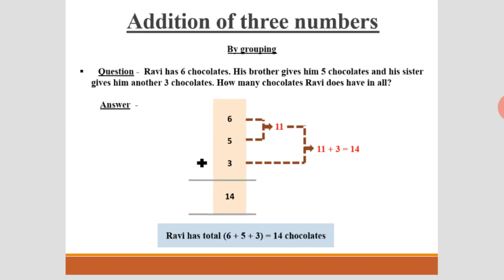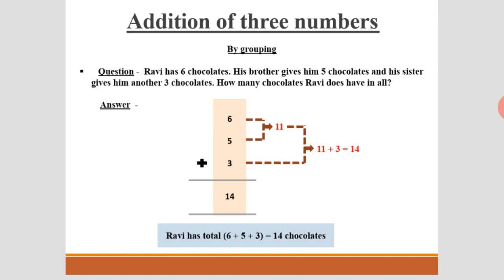Let's go for another example. Addition of 3 numbers by grouping. Here we see the question. What is the question? The question is, Ravi has 6 chocolates. His brother gave him 5 chocolates and his sister gave him another 3 chocolates. Now, how many chocolates does Ravi have in all? Let's understand and find out the sum.